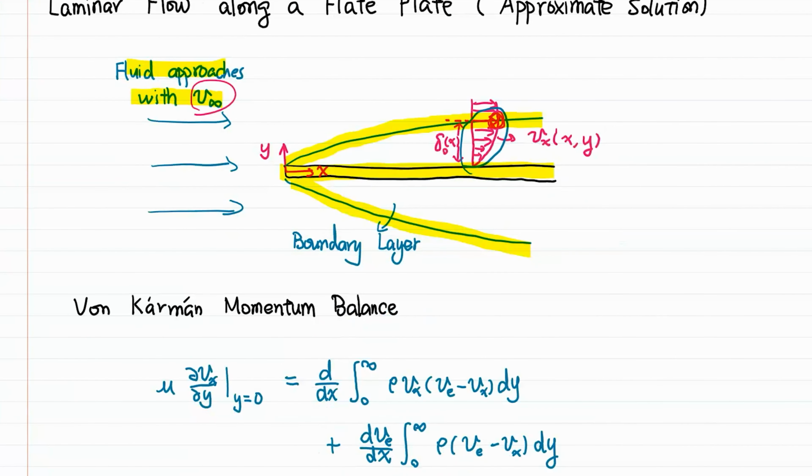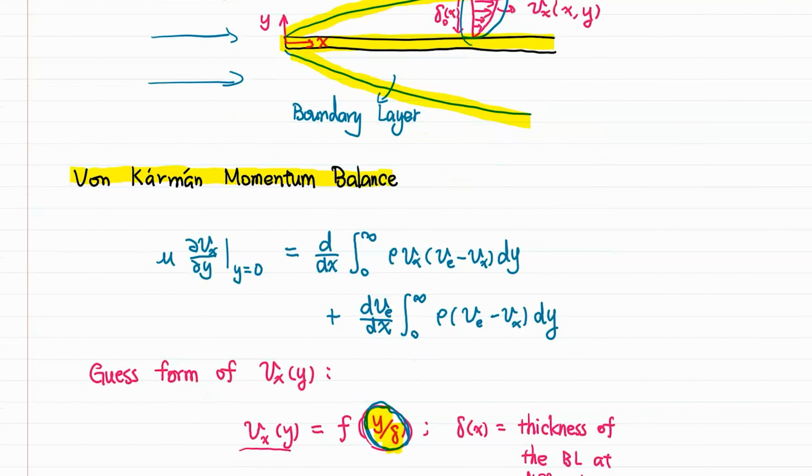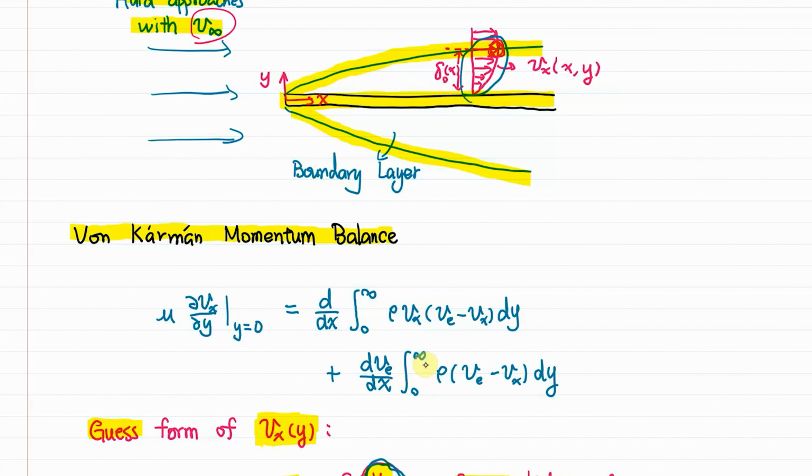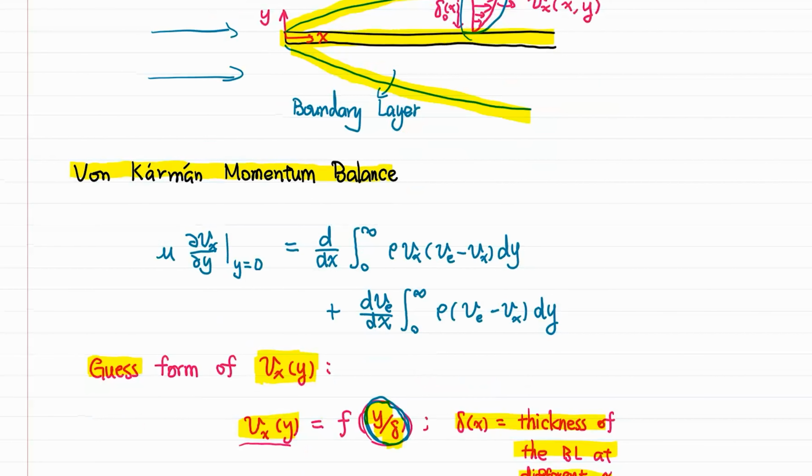Okay, so based on our previous discussion, we can directly apply the von Karman's momentum balance, which looks like the following. And the key idea here is to make a proper guess of the velocity distribution. So the velocity along the x direction that distributes in the y direction, v sub x of y. A plausible guess would first be a function of y over delta, for which the delta here is the thickness of the boundary layer at any given x.